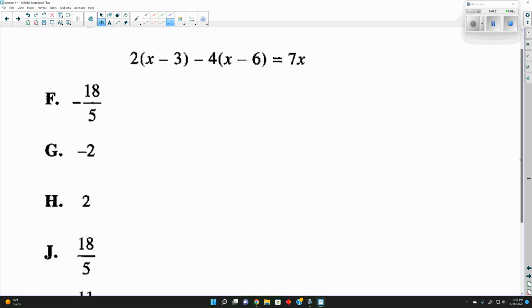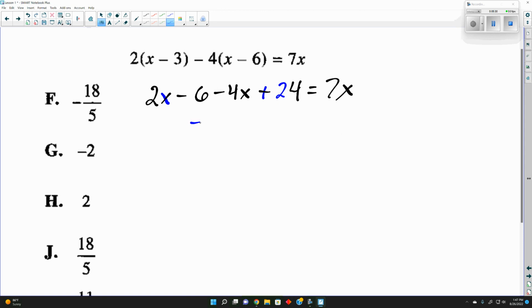There's different things we can do for this here. I mean, one, we can go about solving it, yes? 2 times x is 2x, minus 6. Then negative 4x, because 2 times negative 3 would be negative 6. Negative 4 times x is negative 4x. Negative 4 times negative 6 is going to be plus 24, equals 7x. Now we can combine like terms.